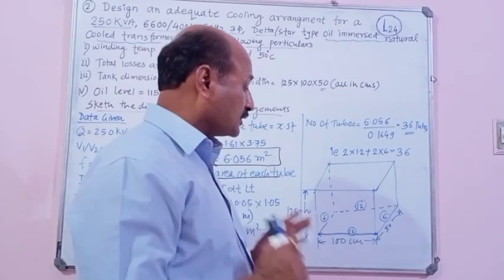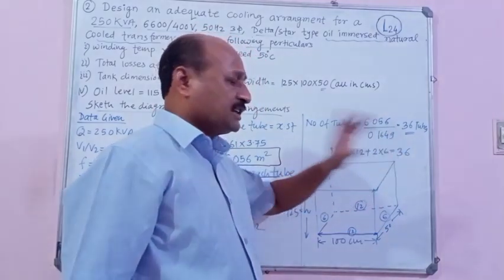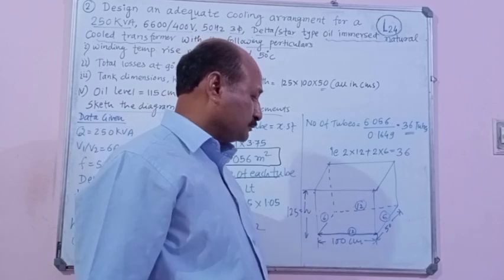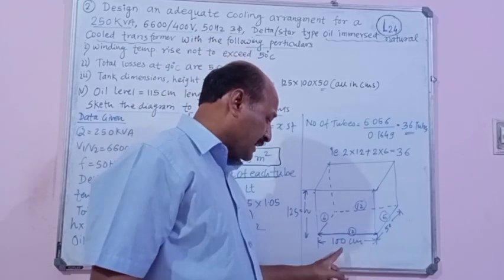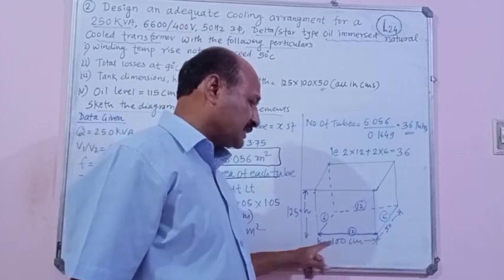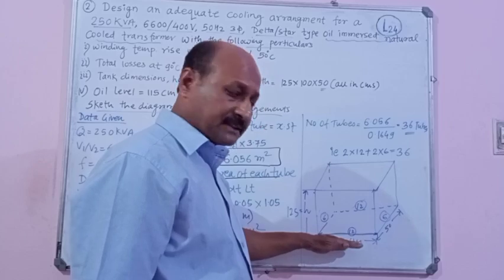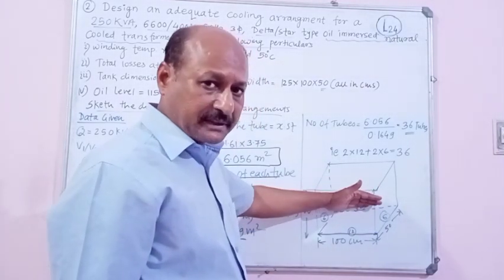First of all, you can arrange 12 plus 12, 6 plus 6. In this way you will get the 36 tubes. But what is the distance? That is 100 divided by 12, which means near about 7 to 8 centimeter spacing is required for the 12 tubes on this side. Similarly 12 tubes on this side.